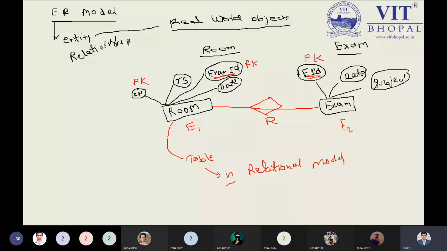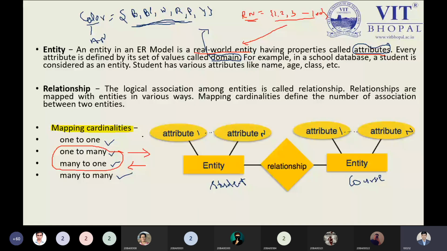The logical association among entities is called the relationship. Relationships are mapped with the entity in various ways. Mapping cardinality defines the number of associations between two entities. So what does mapping cardinality mean? How you can map your information to the others.